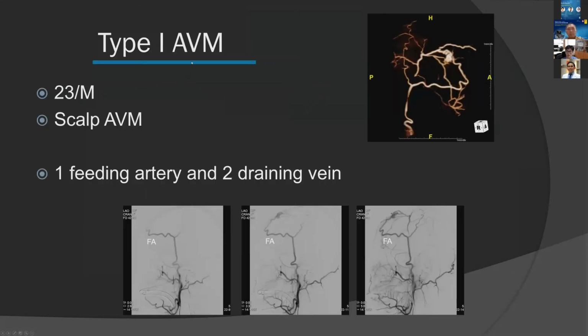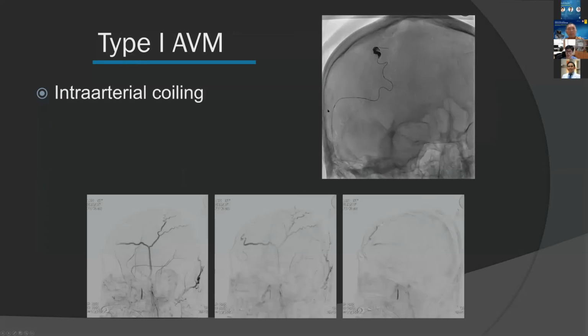This is another type 1 AVM. The patient has an AV fistula because he has a history of trauma. So in this kind of AV fistula, we can also do the same strategy. I used multiple coils through the transarterial approach. The AVM disappeared after the embolization, with just one feeding artery embolization.